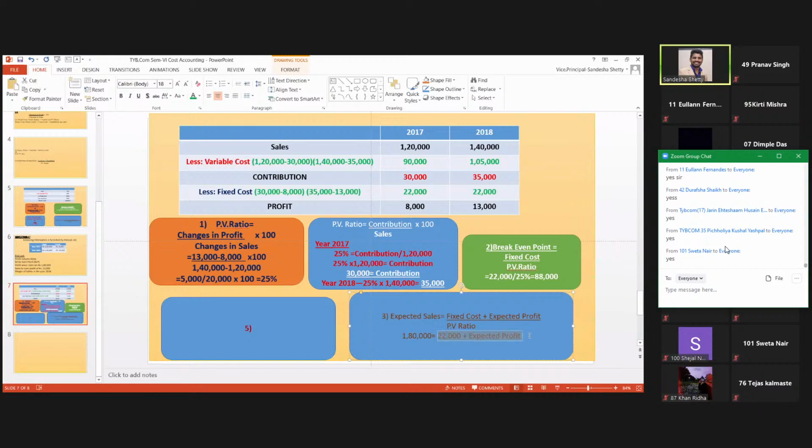Whole divided by PV ratio is 25%, that's why I'm telling you 25%. Yes, please tell me. So the 25% goes to this side: 1,80,000 into 25% is equal to, and 22,000 plus goes to the other side, minus 22,000, is equal to expected profit.